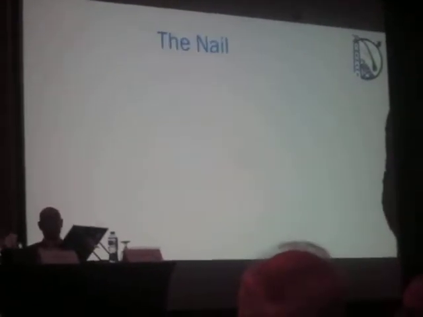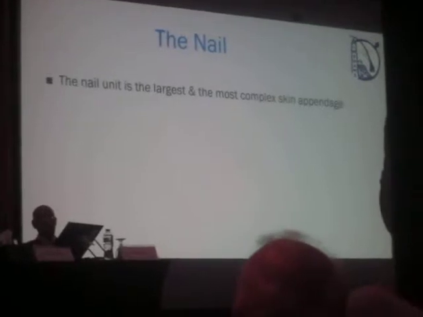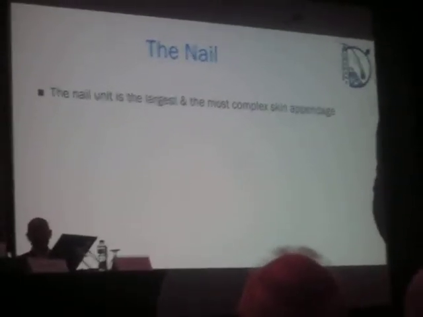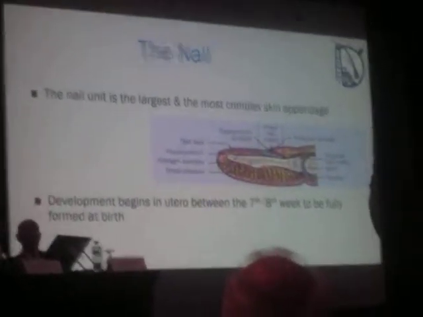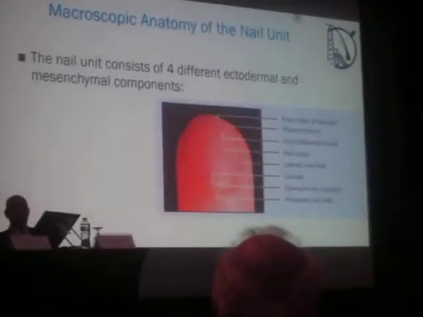Professors, doctors, and colleagues, I'm going to talk about nail basic anatomy. First, it's important to know that the nail is the largest and the most complex skin appendage. Development begins in utero between the 7th and 8th weeks and is fully completed at birth.